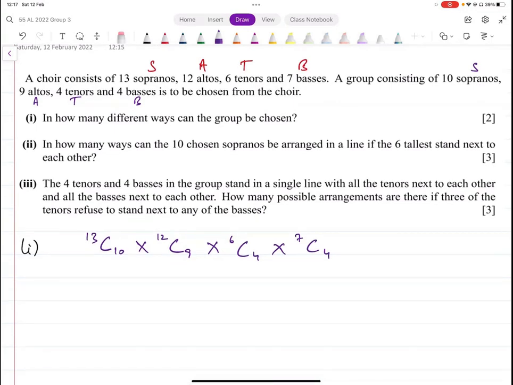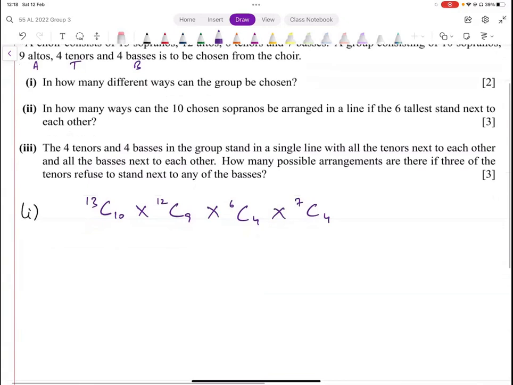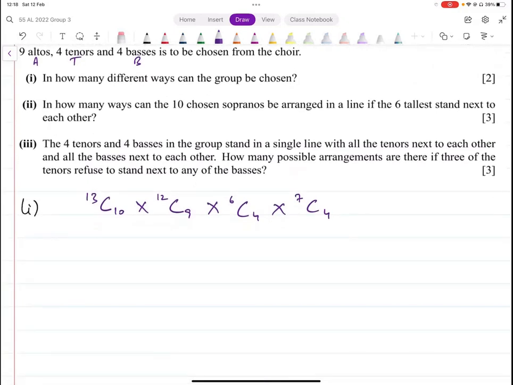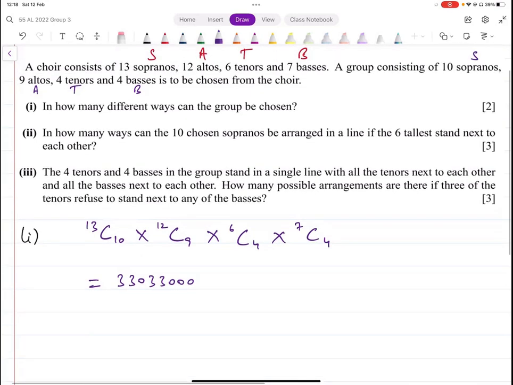This is the number of different ways in which you can choose this group. Is that okay to everyone? Any problem? You good. 330. Okay. Good. So that was the first part. Pretty straightforward. That's just 2 marks because of that.